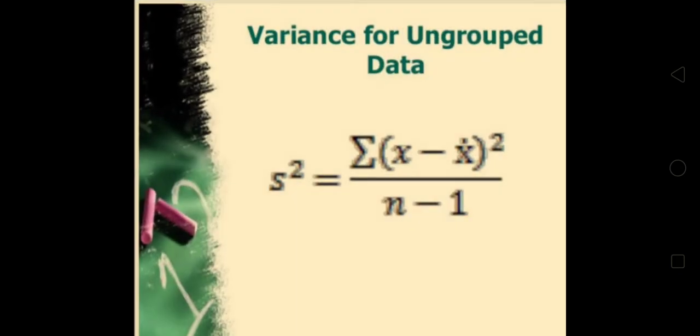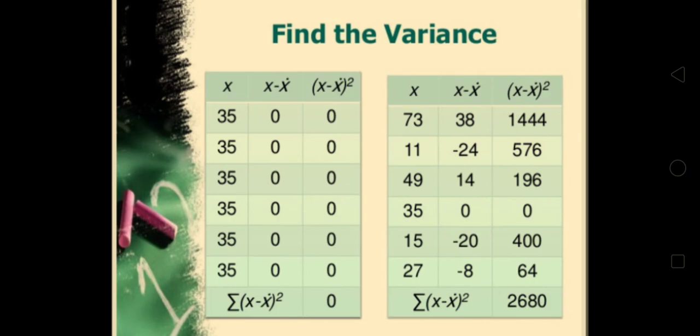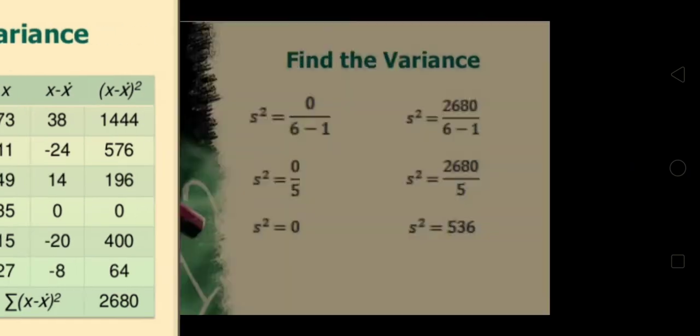Is it? Formula is here. S square is equal to summation of x minus x bar whole square divided by n minus 1. Square root is not there. Same formula which we have discussed. The value already we have discussed, but we have to apply variance formula.